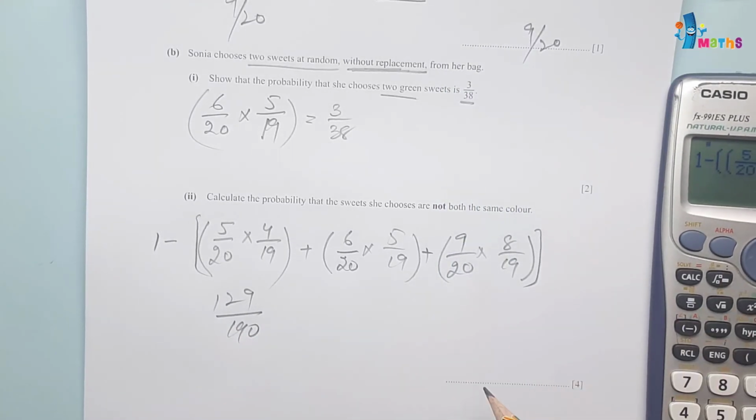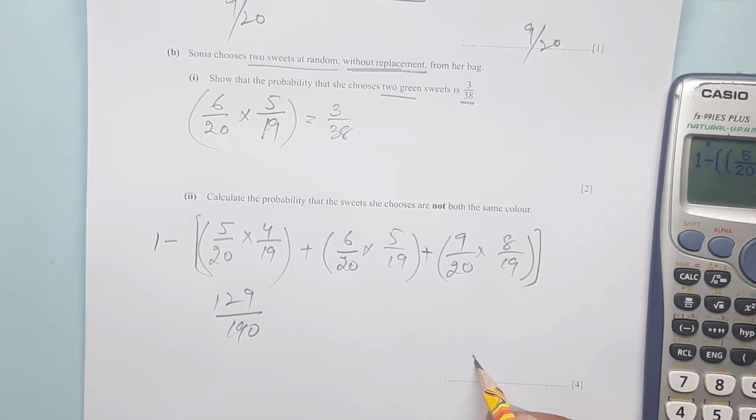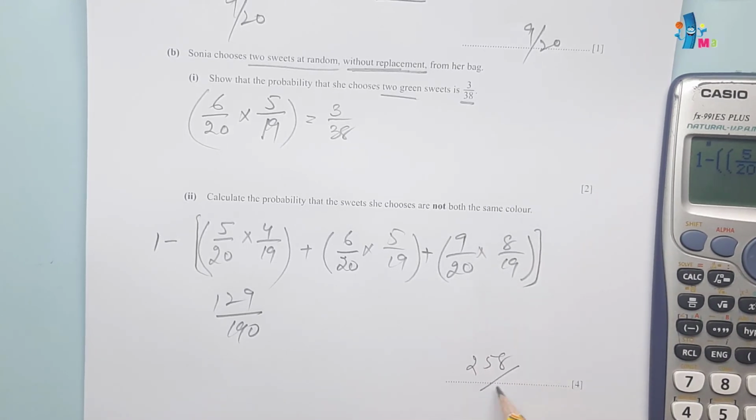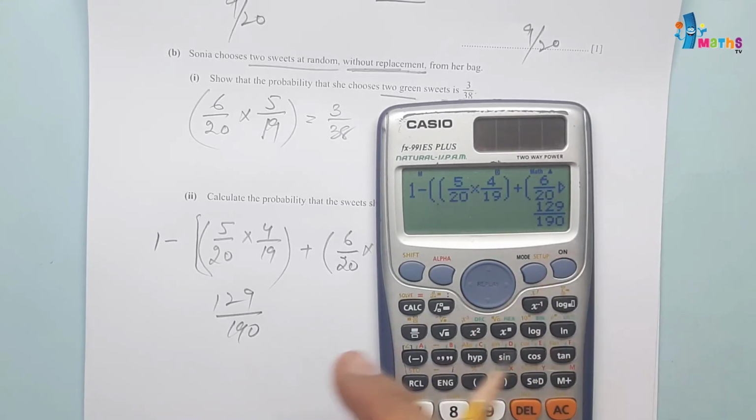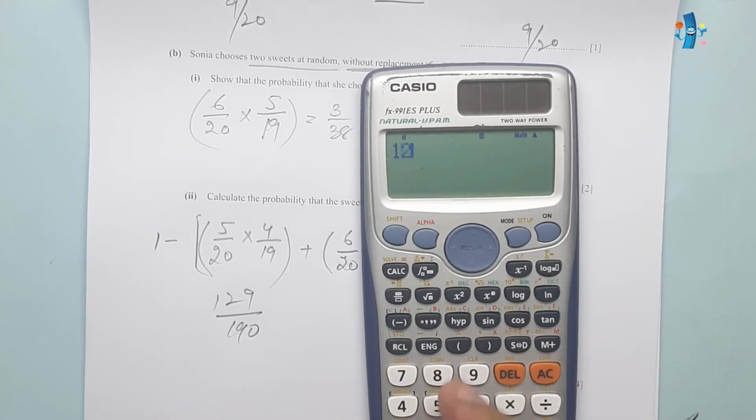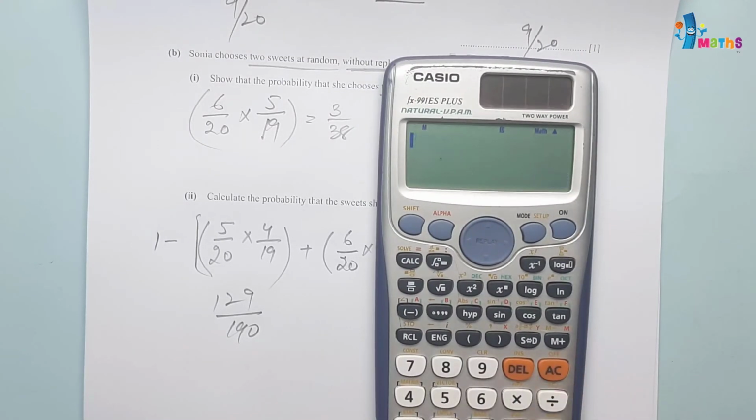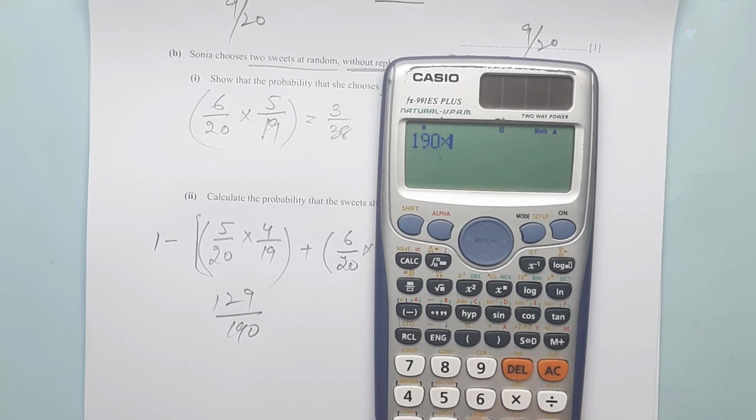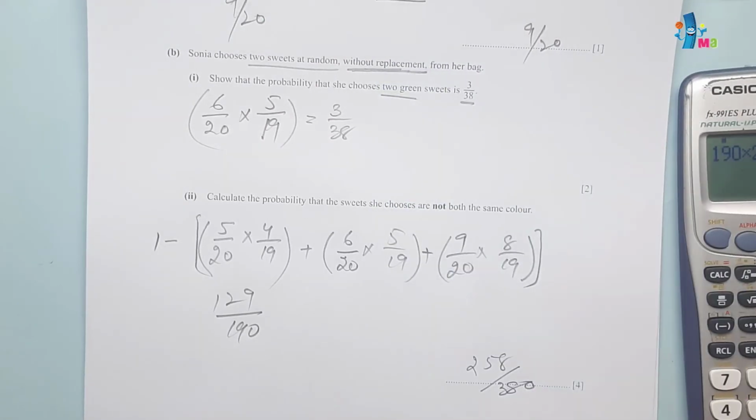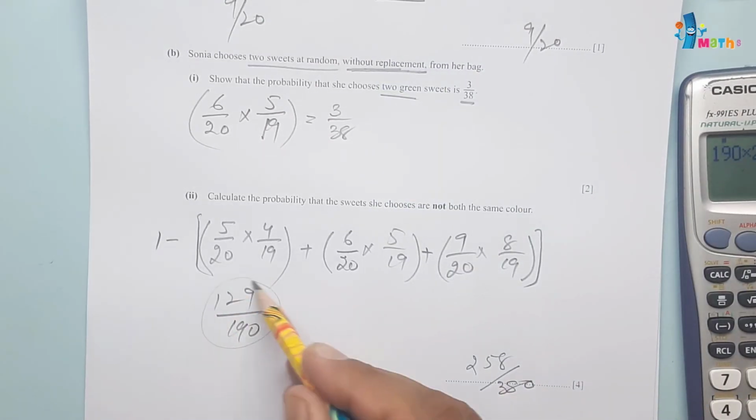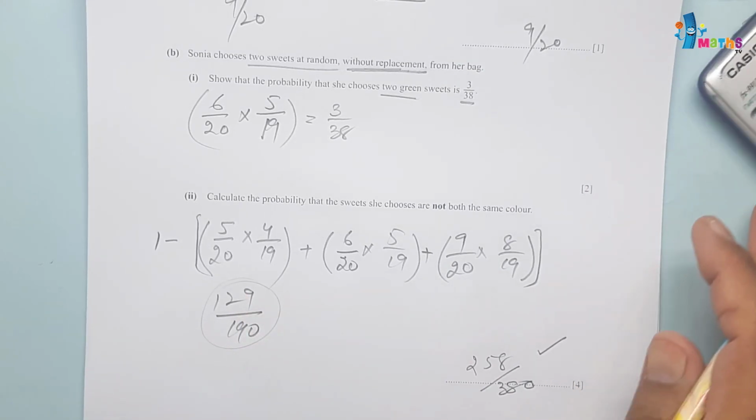In the marking scheme they have written 258 over 380, which is also the same. If we multiply this 129 by 2, we will get 258, and the denominator also 190 multiplied by 2 will be 380. So this is basically the simplified answer, and this is the marking scheme answer.